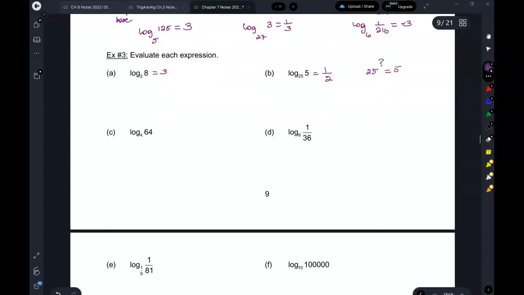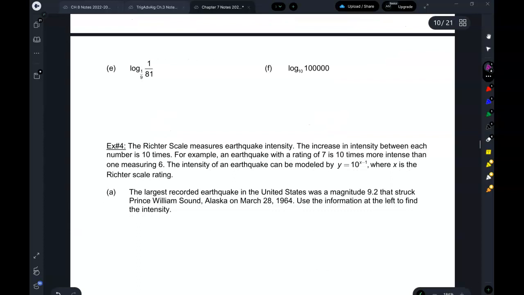So 4 to the power of what gives you 64? 3. So x is 3 for this one. Okay? Here, 6 to the power of what will be 1 over 36? -2. Yay! Your very first logarithms. Isn't that exciting? Okay. It really doesn't get that complicated. If we do it correctly, it won't get too complicated.